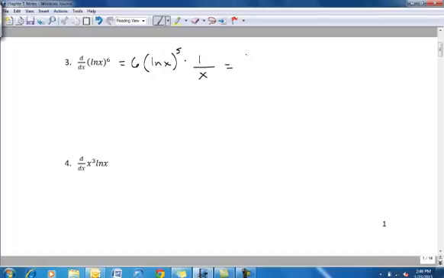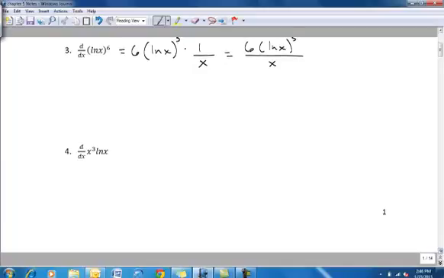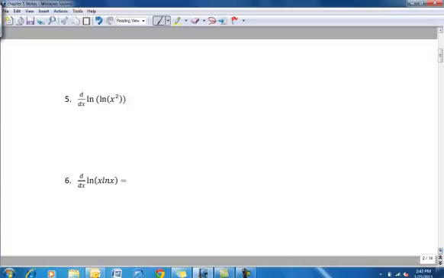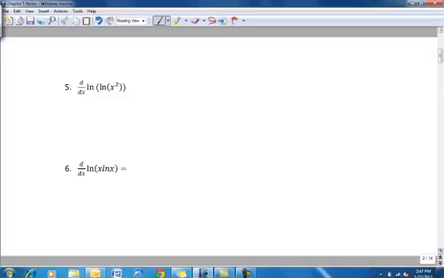So you might see this written as something like 6 ln of x, quantity to the fifth, all divided by x, something like that. Okay, again, just a reminder, once you feel comfortable with these, maybe you're already there, feel free to pause the video, try it on your own, and then check how you did. Okay, a few more examples left here.